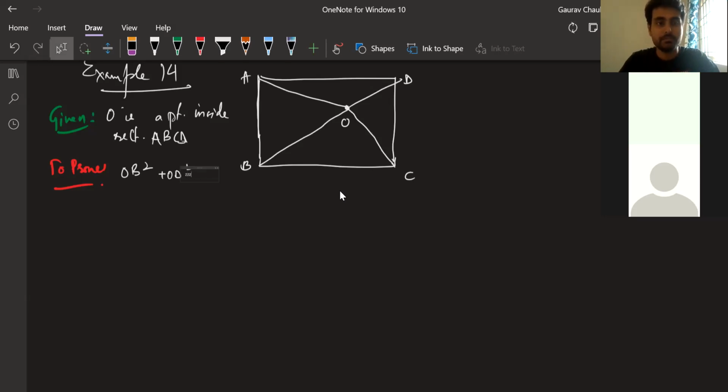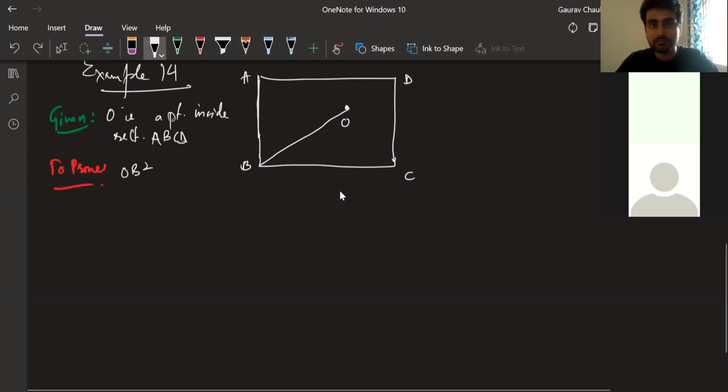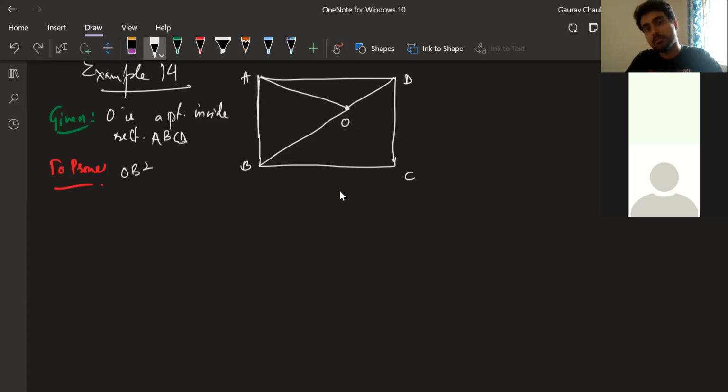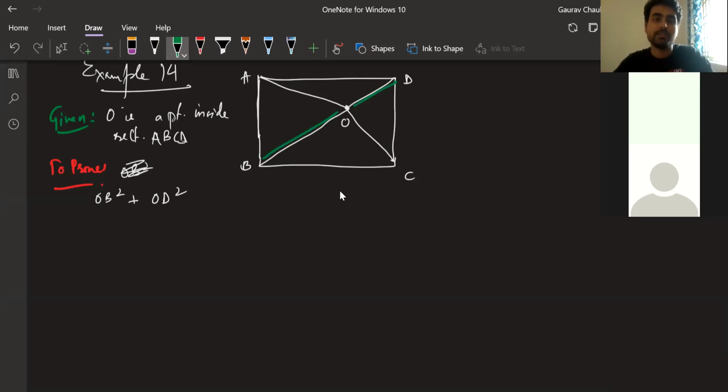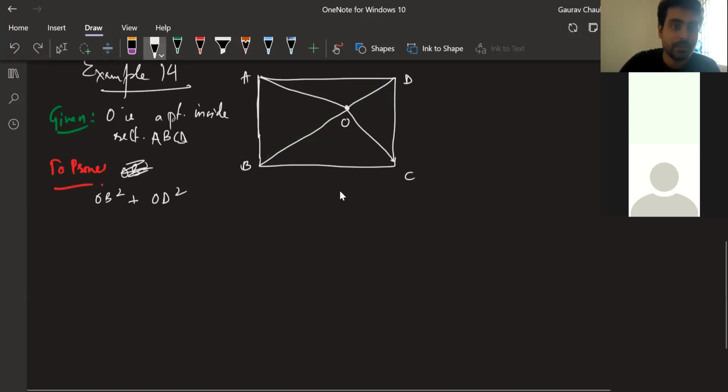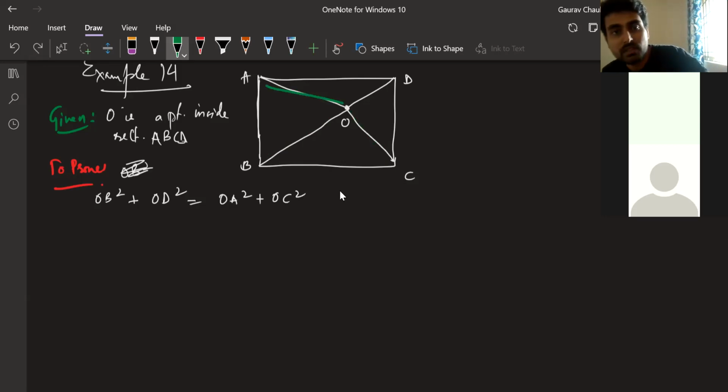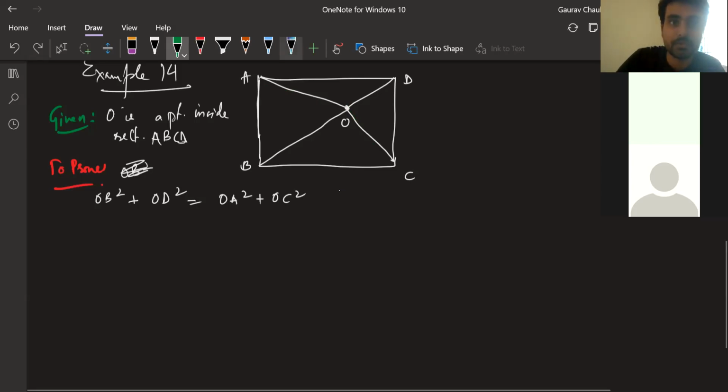Let me write it properly. So you have OB square plus OD square. Okay, let's mark this and see what is coming. OB square plus OD square is equal to OA square plus OC square. Yeah. So let's get to the proof of this.